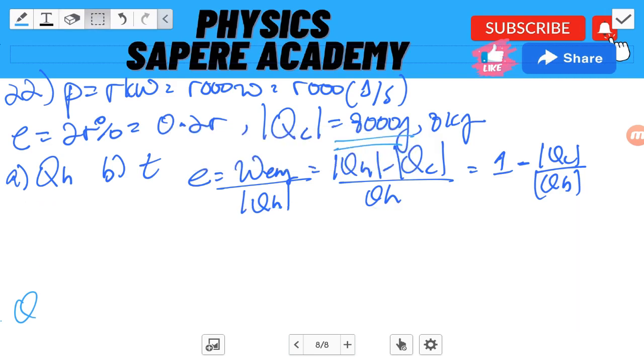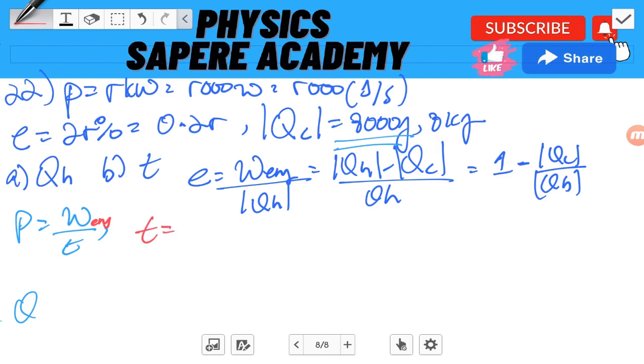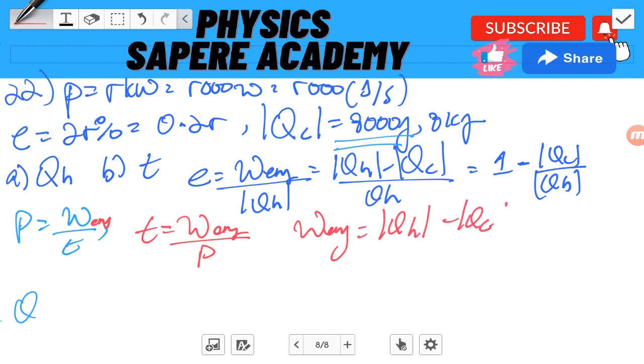And now the next question is what's the time? Now power is given as work over time. In this case, the work is going to equal the work done by the engine. So from this equation, time is going to equal the work done by the engine divided by the power. Now the work done by the engine can be given as QH minus QC. So time is going to equal QH minus QC over power. What is QH?